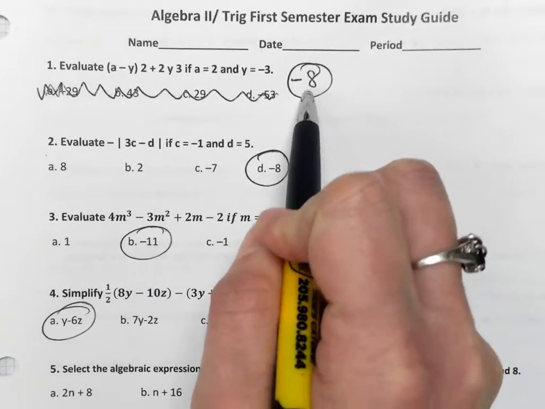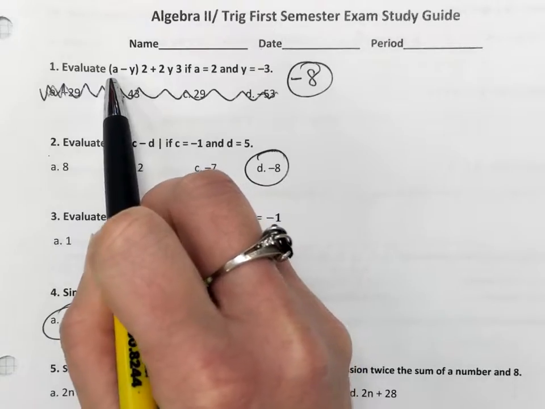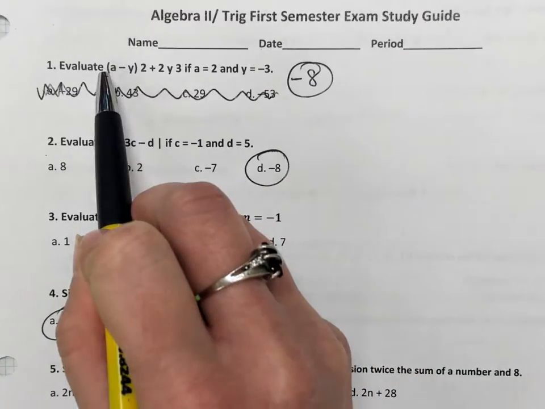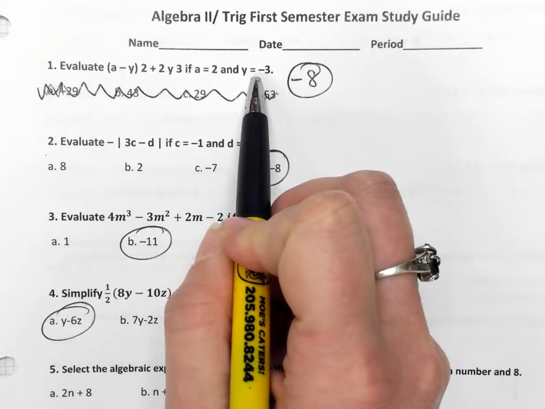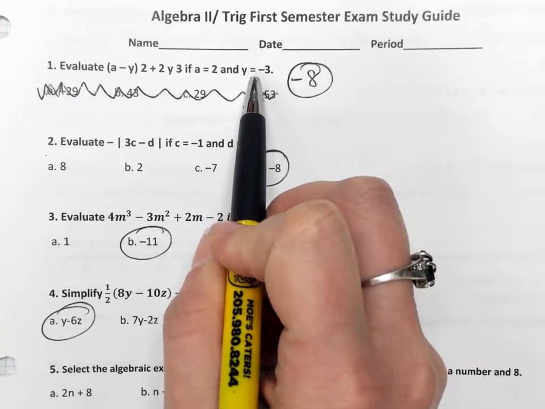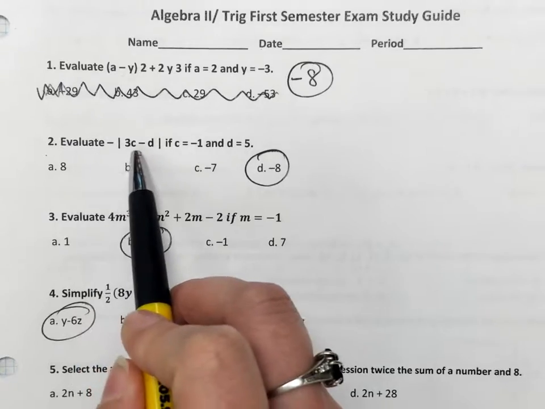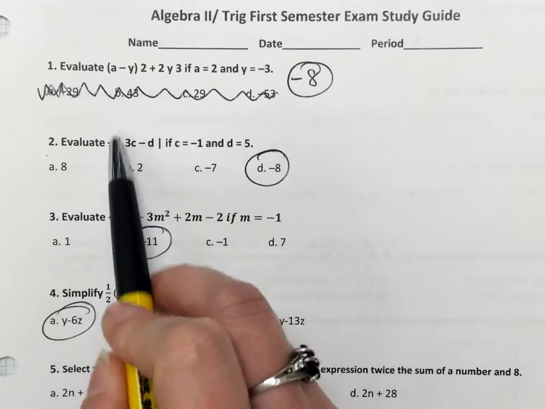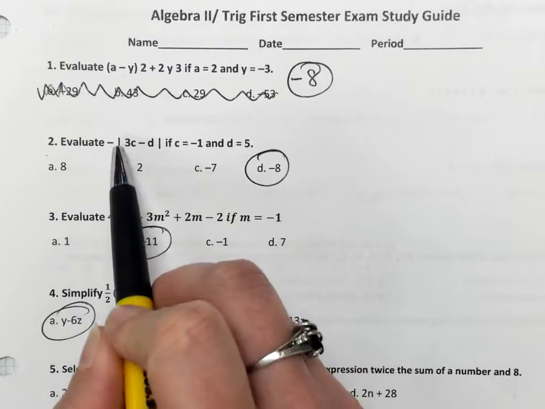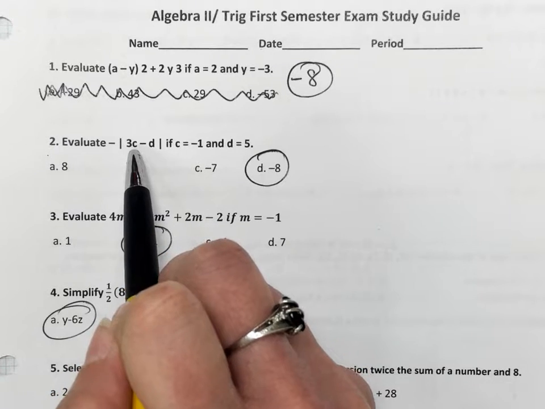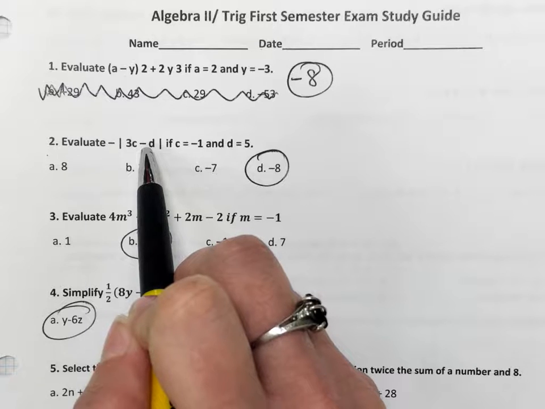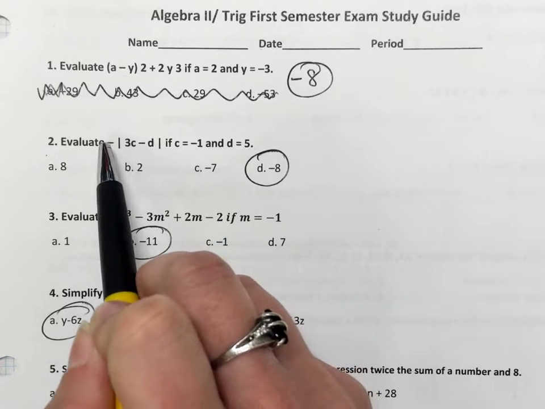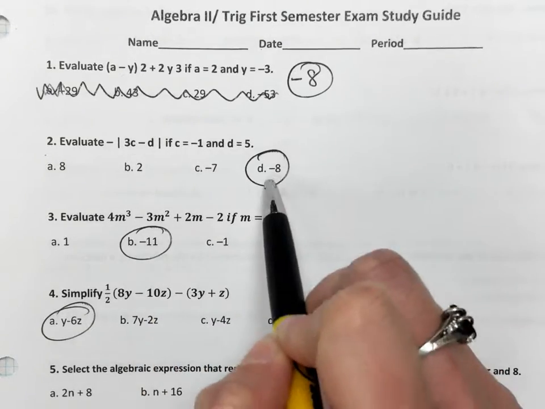Do I need to go over how to get this? All you are literally doing is instead of A, you're putting 2. So instead of Y, you're putting -3. That's it. That's all you do. Number 2, same exact thing. When you get absolute values, the answer is always positive, right? So 3 times -1 minus 5 is -8. What's the absolute value of -8? Positive 8, and then stick that negative in front, and you still get -8.